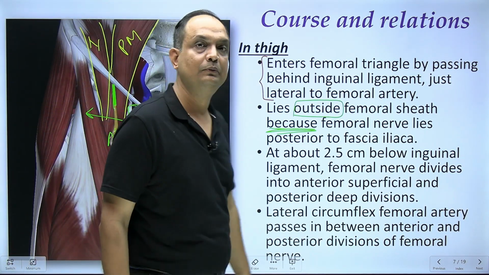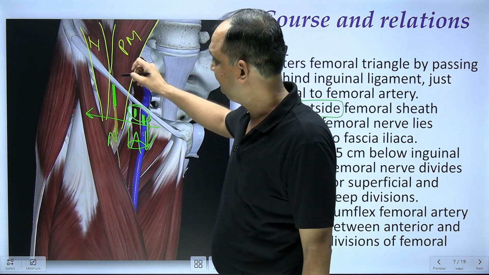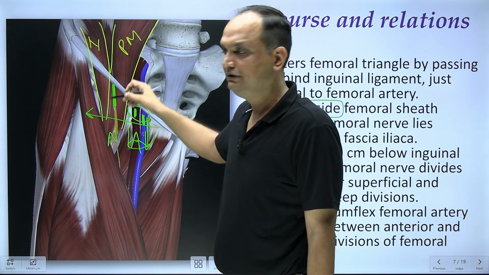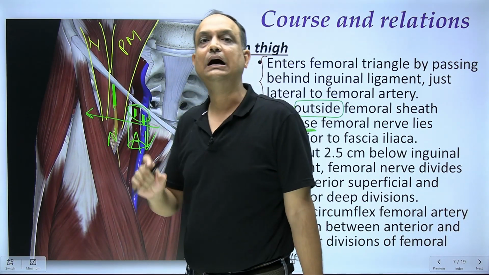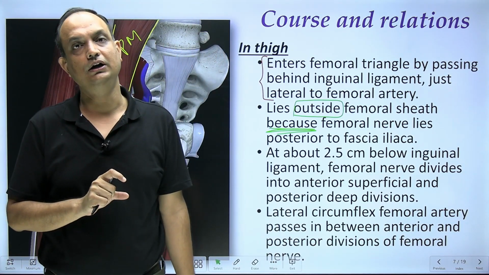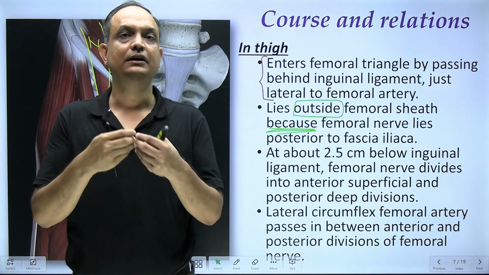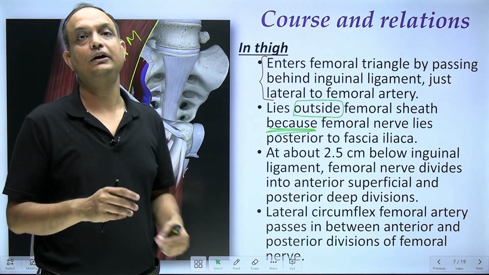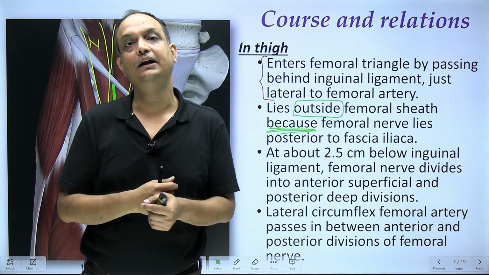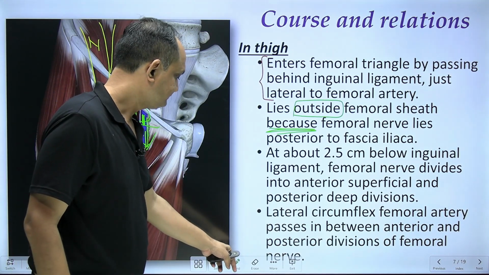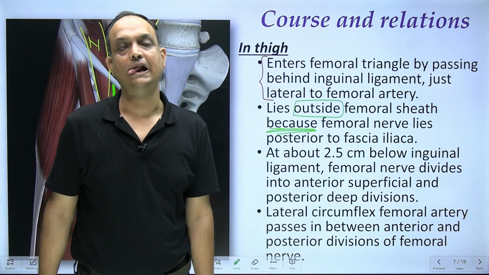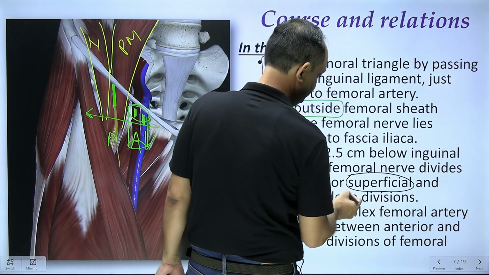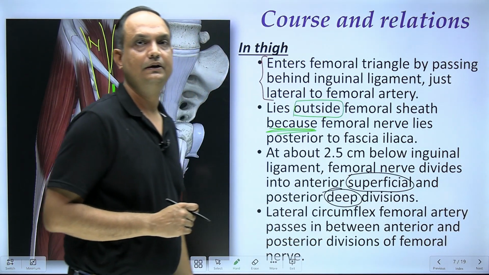So when you see the femoral nerve in the front of thigh, you have to understand that the femoral nerve is not a long nerve. It has a very short course in the thigh, and as soon as it enters the thigh, it is hardly 2 to 2.5 centimeters long only, and its trunk immediately divides into the anterior and posterior division. Clear? Or it is also known as superficial division and deep division. So when you see the femoral nerve in front of thigh, you have to understand that the femoral nerve divides into two parts, superficial and deep divisions.